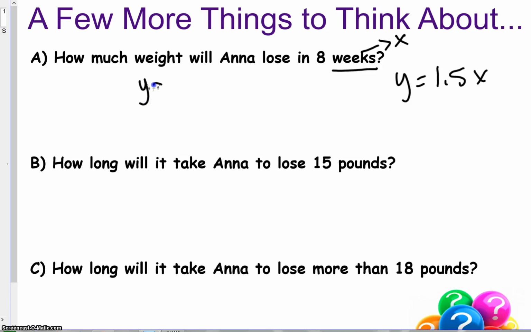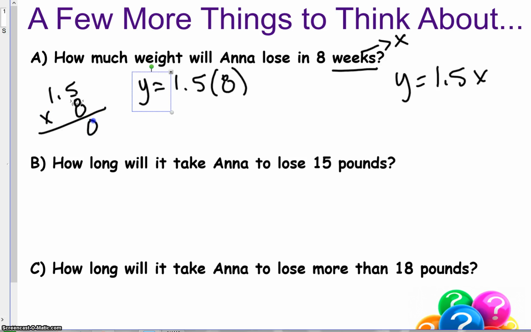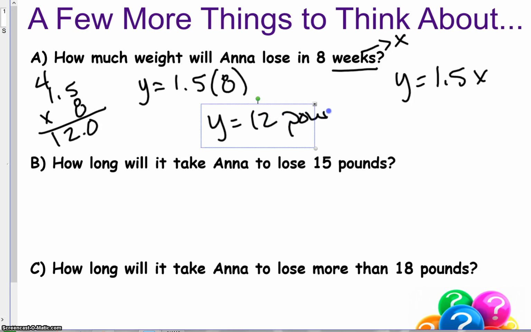So y equals 1.5 times 8. If you can't do that off the top of your head, come over here. 1.5 and 8. Unless you have a calculator, that's fine. Our answer is 12 pounds. Y equals 12 pounds. So let's go to the next question.